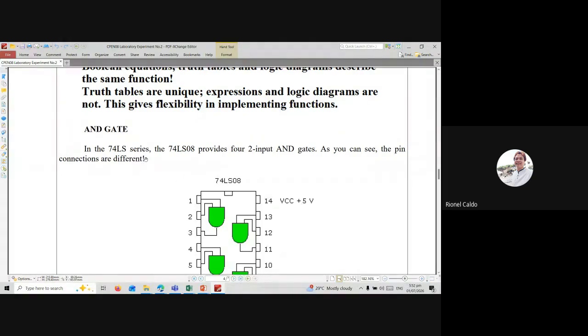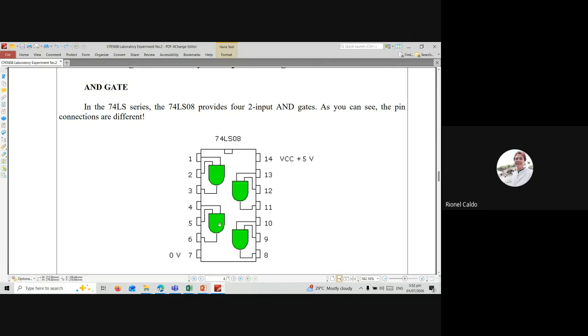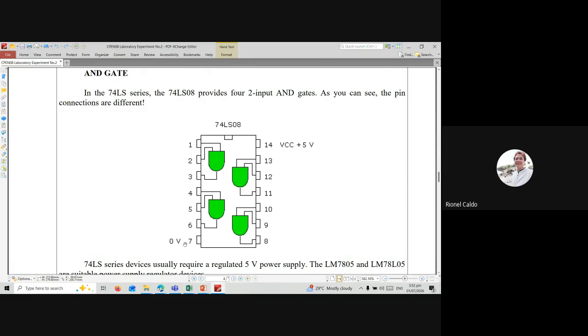In the 74LS series, yung 74LS08, it provides us two input AND gates. As you can see, the pin connections are different. So ito po yung pin 14 again is the VCC for the 5 volts. And then yung pin 7 natin is the 0 volt for the ground. Again, yung inputs 1 and 2, these are for pins 1 and 2 for the inputs. Ang output niya ay 3. Diba? 4 and 5 inputs, ang output ay 6. 13 and 12 inputs, ang output ay 11. 10 and 9 inputs, ang output po ay 8.